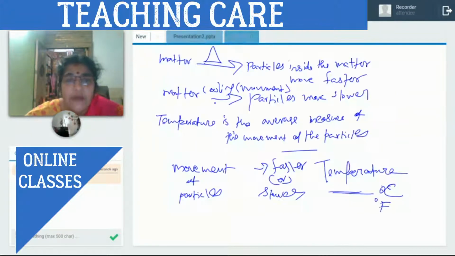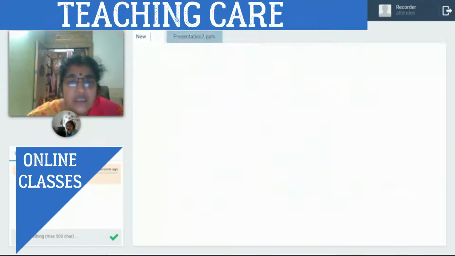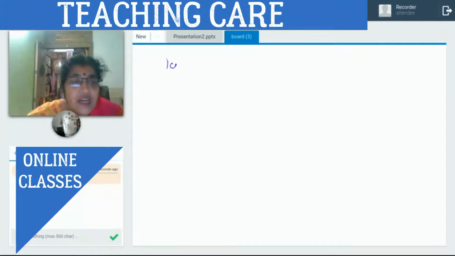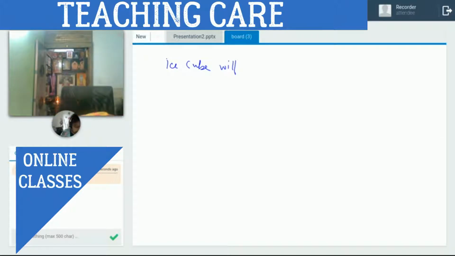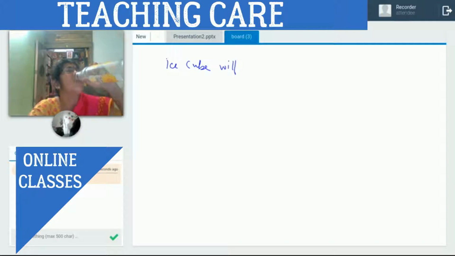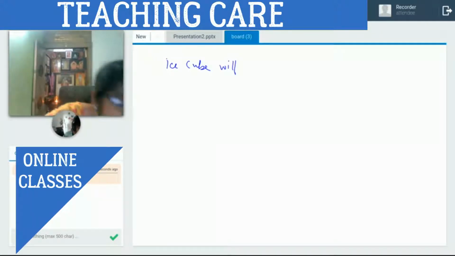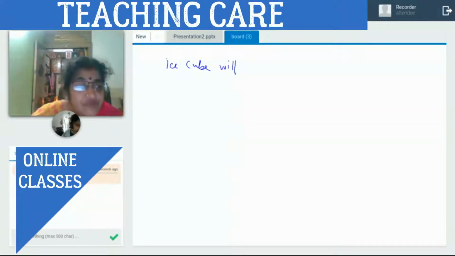My question is, what will happen to the ice cube? The ice cube will freeze. Write the answer. Right, Srishti, right answer. Ice cube will freeze up.